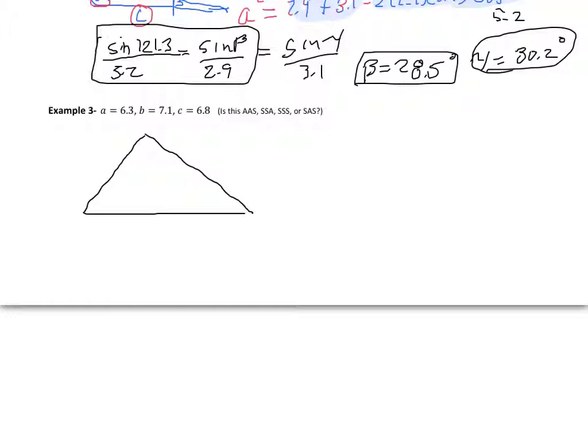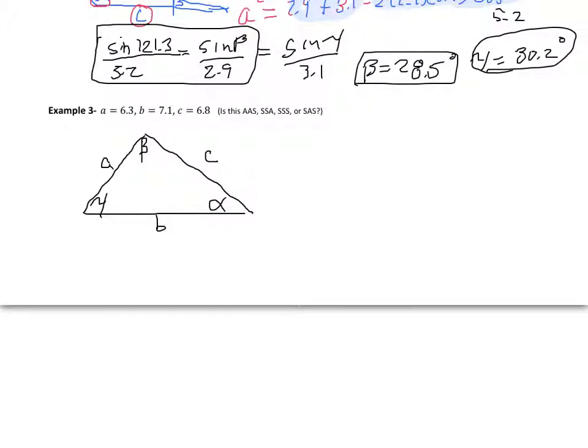Okay, so the longest side is B here, right? So we'll make this one B, which means this is angle beta. We'll make this one C over here, so this is gamma, and we'll make this one A, so this is alpha. Now, again, we don't have a corresponding side and angle, so we're going to use the law of cosines. Do you want to find alpha, beta, or gamma? It doesn't matter. Beta. Gabby picks beta.